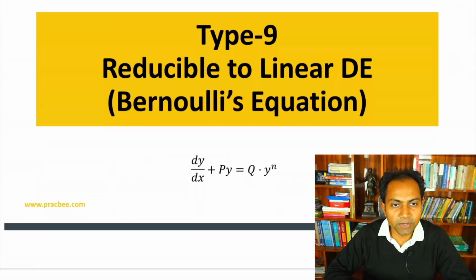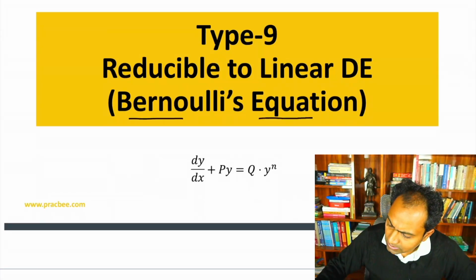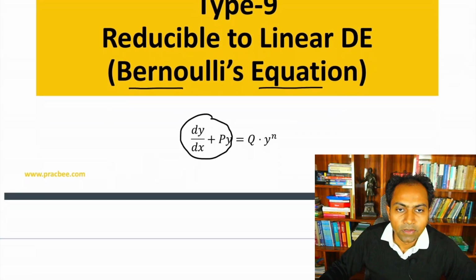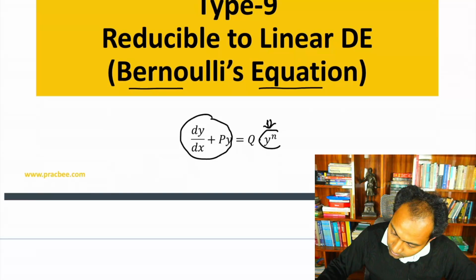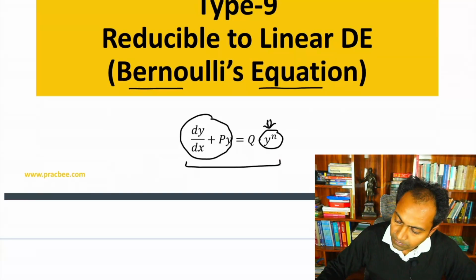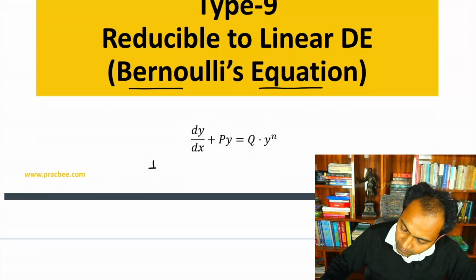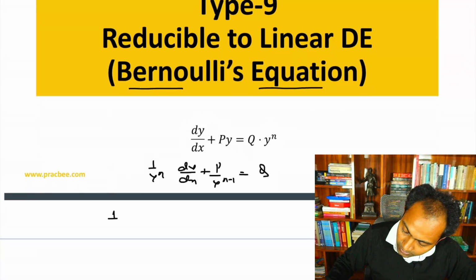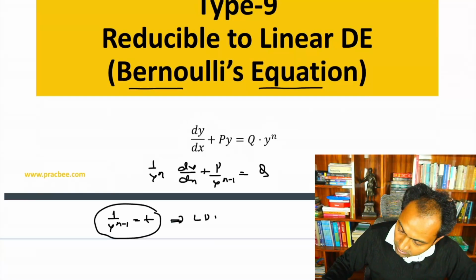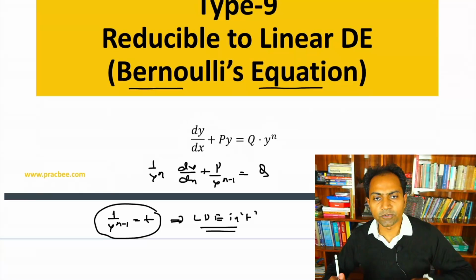Now type 9 questions are based on reducible to linear differential equation, Bernoulli's equation. What is a Bernoulli equation? You can see that everything on the left hand side looks the same, but if you look on the right hand side, there is a y raised to the power n. Such kind of questions are known as Bernoulli's equation. What is the specialty? When you want to solve them, it will get reducible. So we can divide by y raised to the power n. And now you can see that if I put 1 by y raised to the power n minus 1 as t, this will become a linear differential equation in t. This is the underlying logic, and based on this substitution, we can move on.